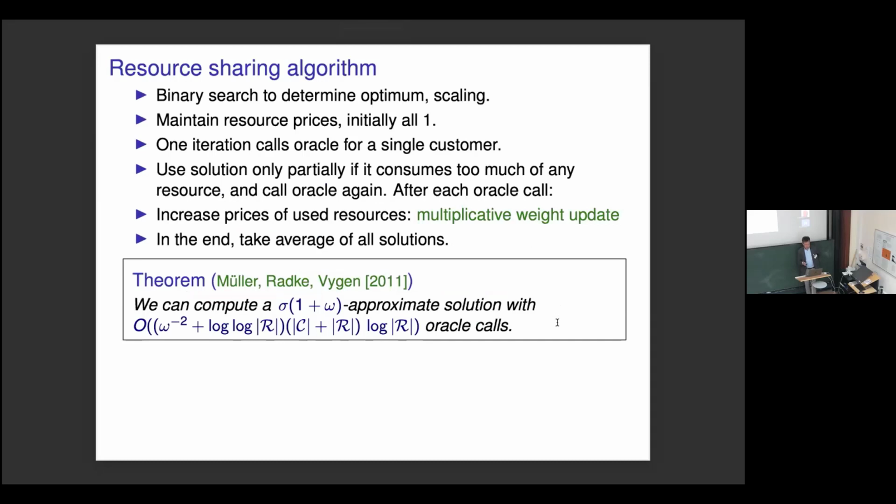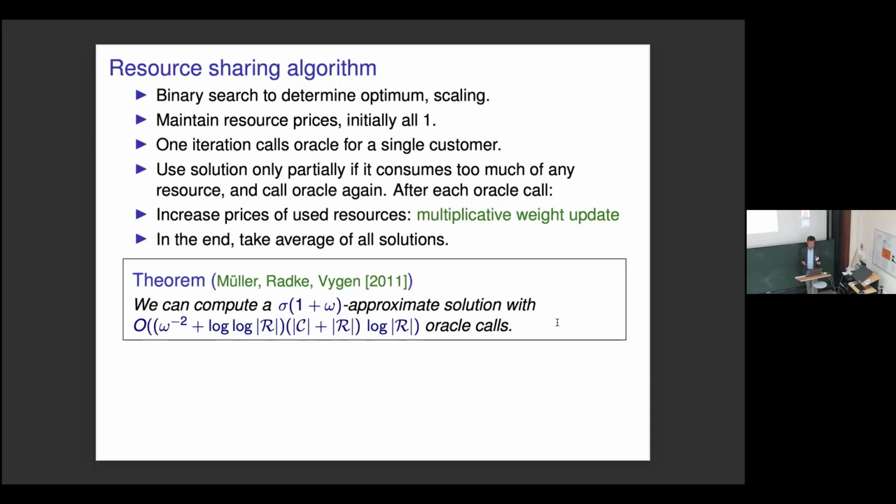So how do we solve that fractional problem? Essentially, it is a multiplicative weight update method. We first do a binary search to determine the optimum, and we do some scaling to ensure that the optimum is around 1, which in practice we don't really have to do, because we usually know it for our instances. Then we maintain resource prices. Initially, every resource has price 1. And then in every iteration, we call the oracle for every single customer. And after every oracle call, you would update the prices.